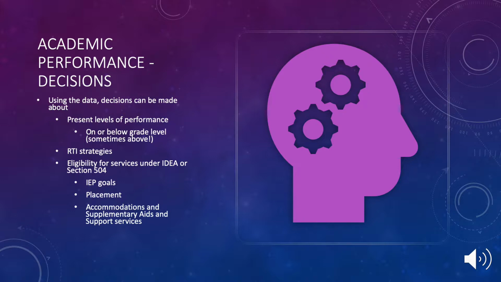Academic performance decisions include establishing a present level of performance. You're going to maybe look into RTI strategies until all of the comprehensive testing is done, and then maybe determine eligibility for an IEP or a 504 plan.